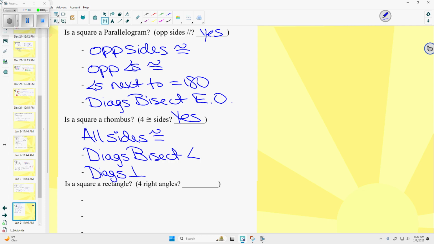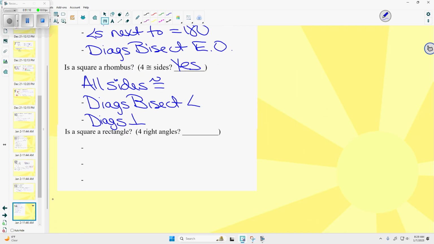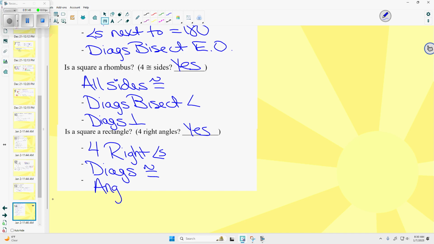Is a rhombus a rectangle? I'm sorry, is a square a rectangle? Yes. So we've got four right angles. What do we know about those diagonals? What are they to each other? Used it on that example with RWTS. Congruent. And what do we know about things that overlap from a line of symmetry? Congruent.